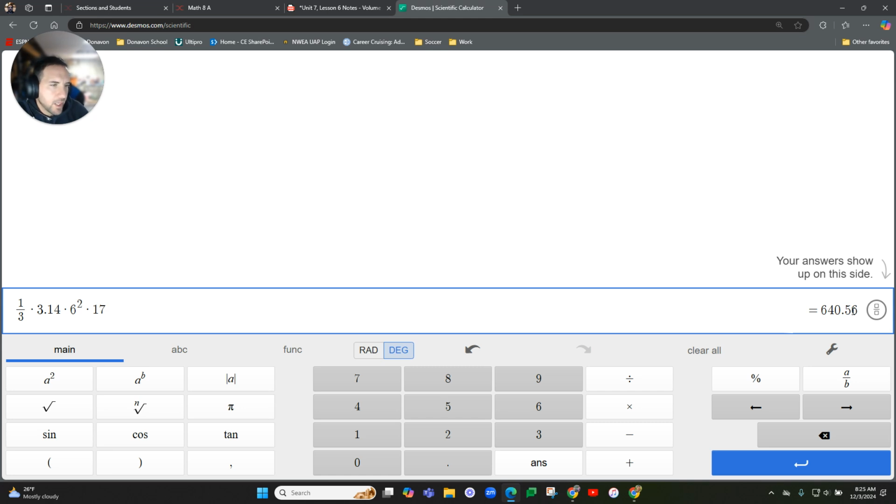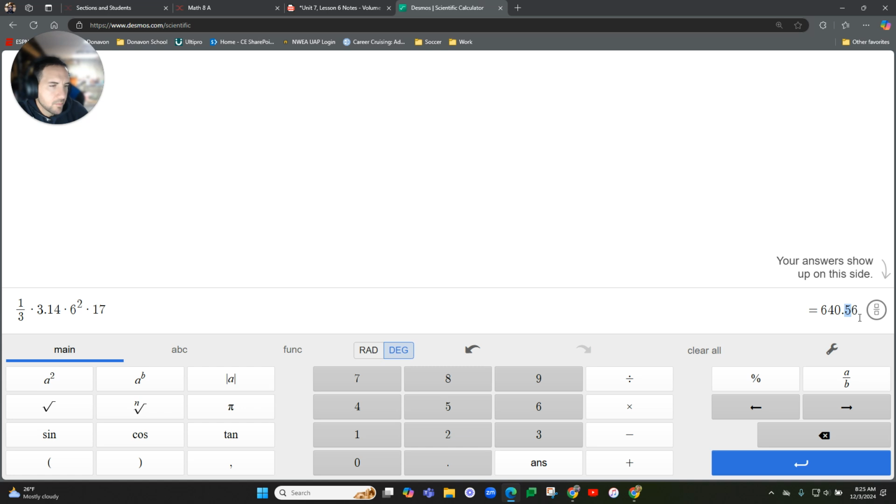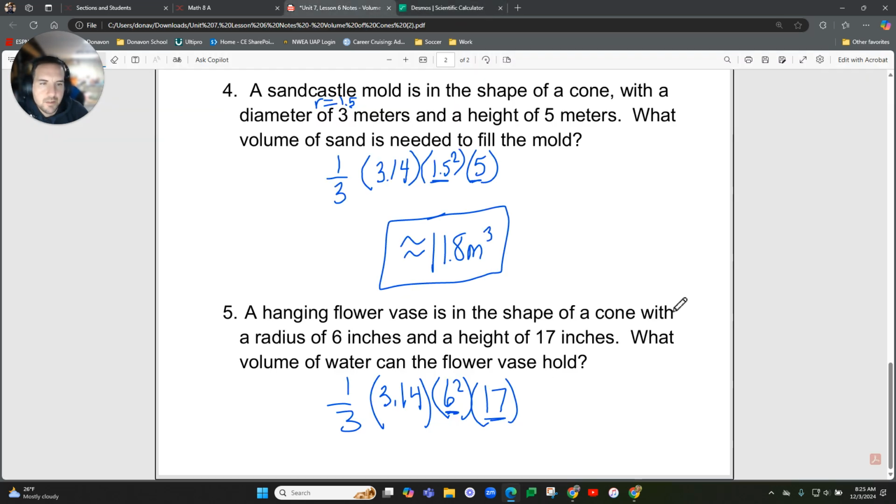So we'll round it again to 0.6. So 640 point, and then this will round up to a 6 because the number after it is above 5. I already forgot the number. 640.6. So that would be 640.6 cubic centimeters. That is it for that question.